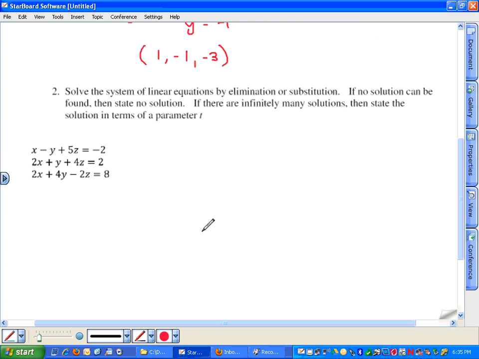For question 2, I notice right here that negative y, positive y, those would cancel. So if I combine these top two equations, that's going to result in 3x plus 9z is equal to 0.